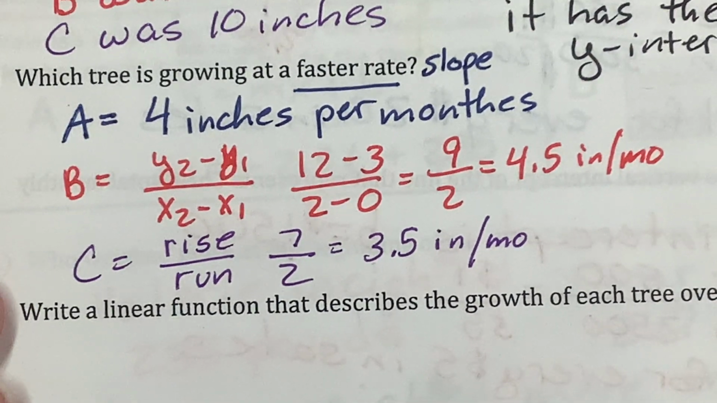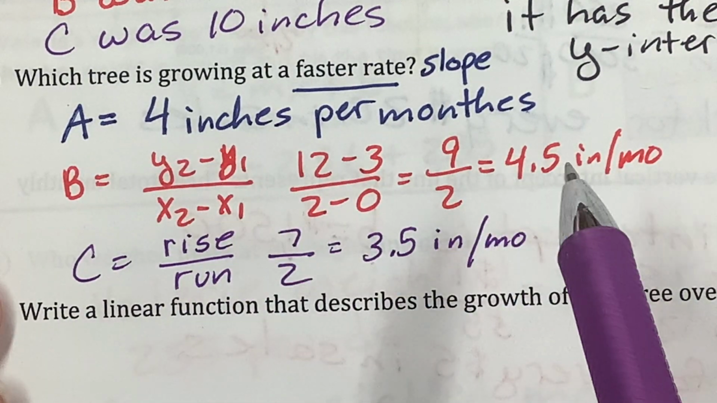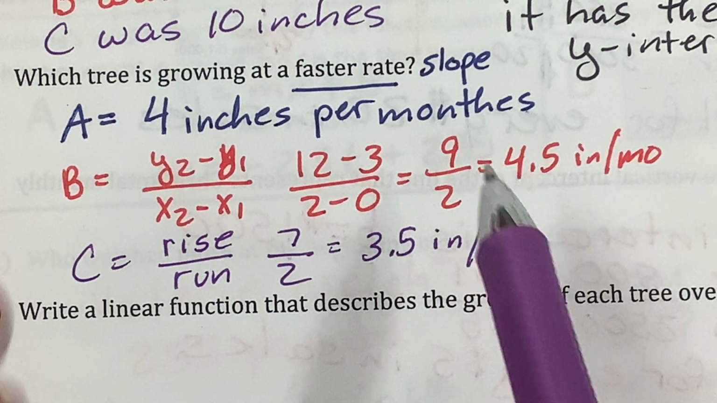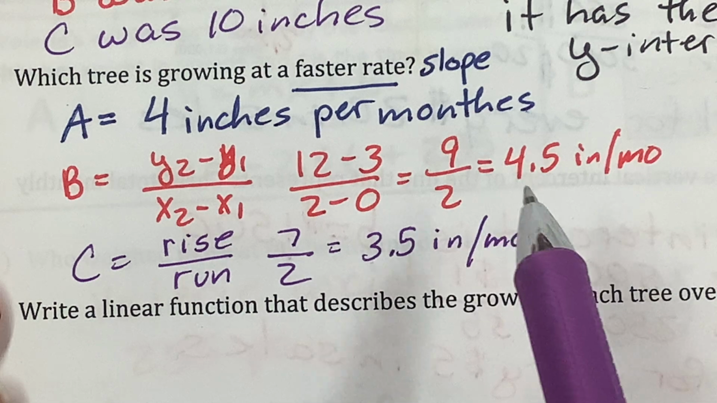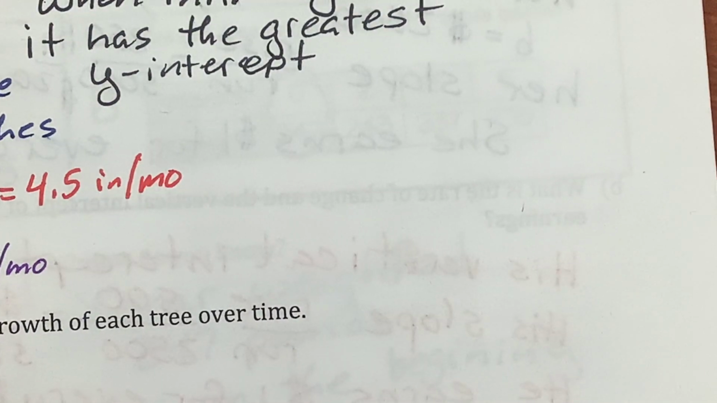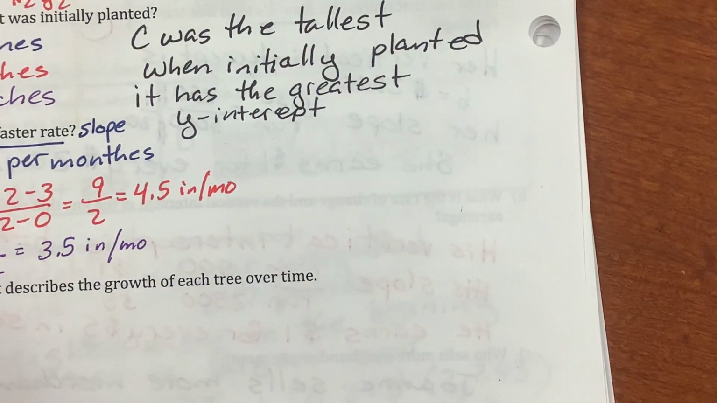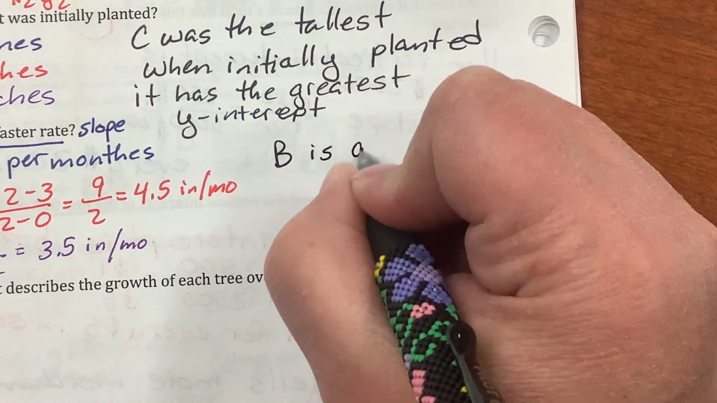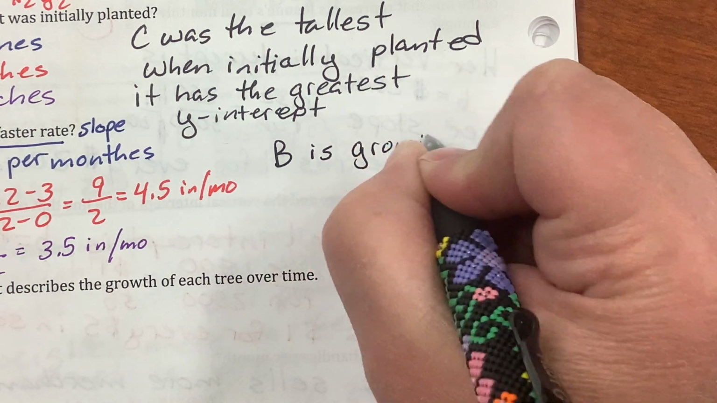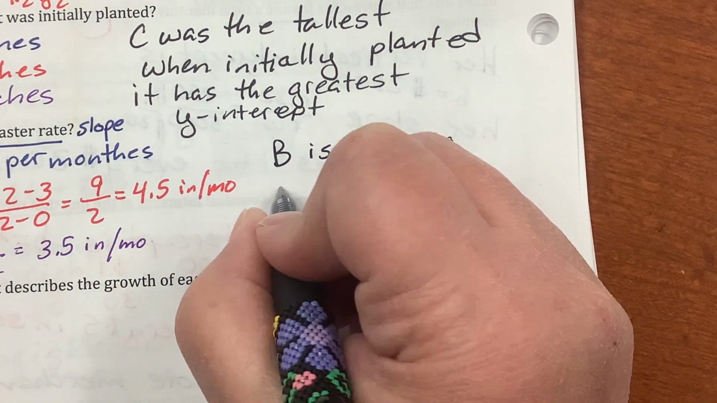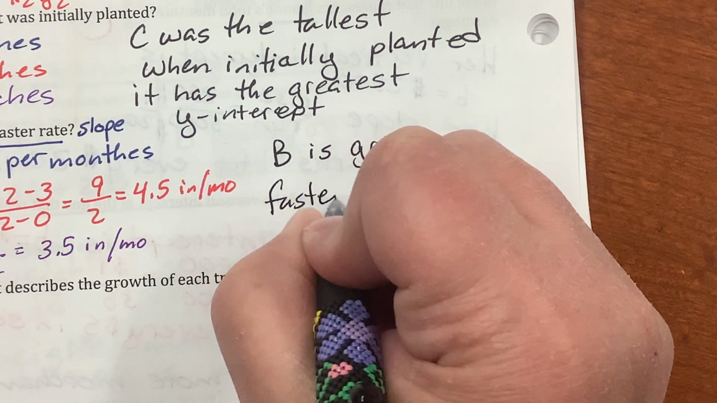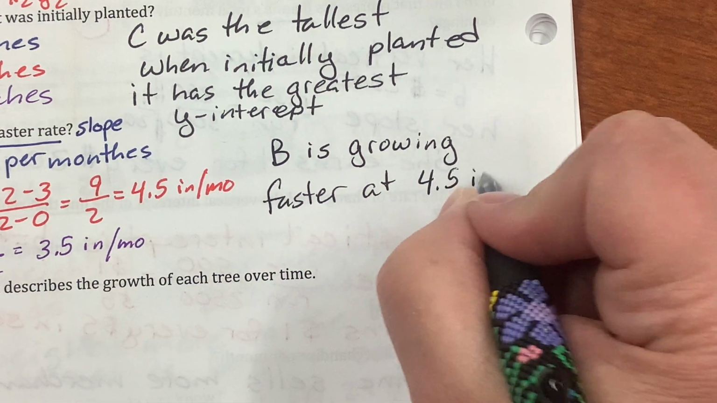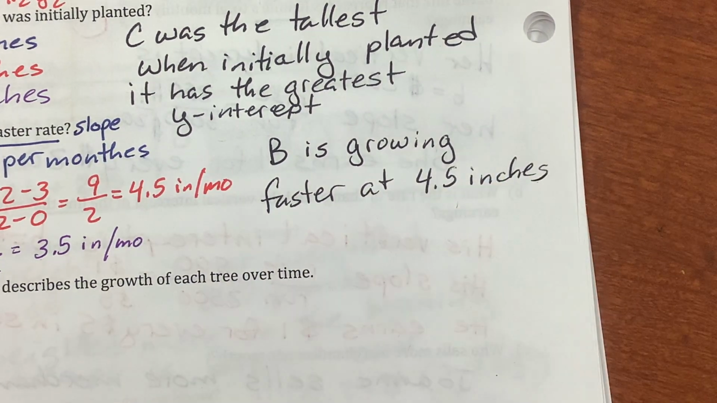So which tree is growing at a faster rate? Well, I'm comparing these. This one is 4, this is 4.5, this is 3.5. So tree B is growing the fastest. It's going 4.5 inches per month. So let's write that down. B is growing faster at 4.5 inches per month.